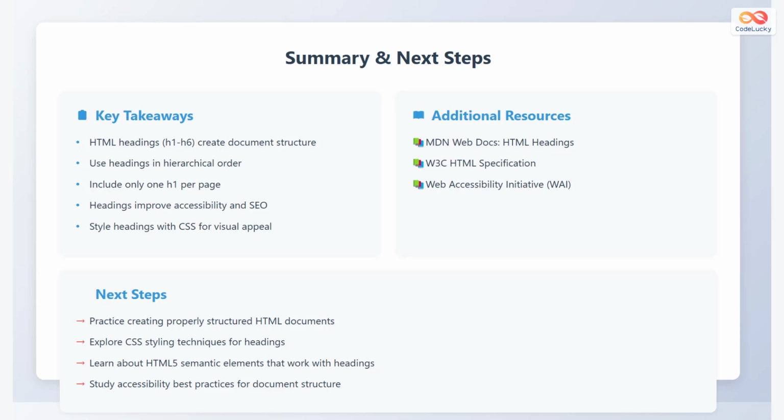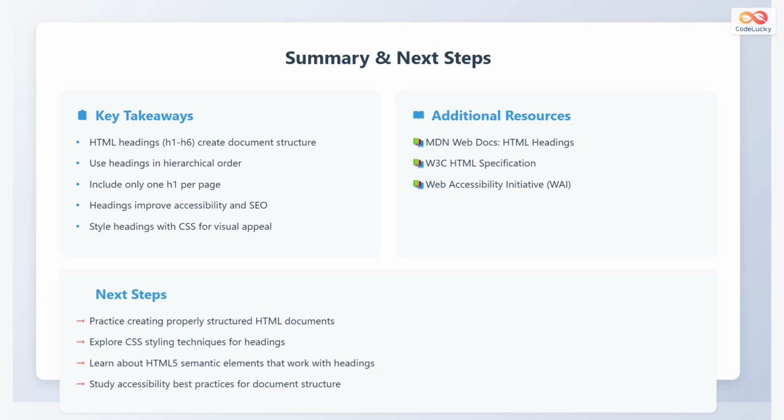Here is a summary of the key takeaways from this video. HTML headings, h1 through h6, are used to create document structure. Use headings in hierarchical order without skipping levels. Include only one h1 per page. Headings improve accessibility and SEO. Style headings with CSS for visual appeal.